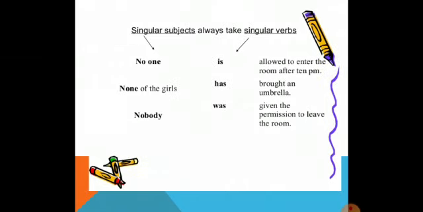Okay. Another one for the singular subject. No one, none, or nobody also always take singular verbs. So when I say no one is allowed to enter the room after 10 p.m., or none of the girls has brought an umbrella, or nobody was given the permission to leave the room. Such indefinite pronouns carry the meaning of negation. Negation means negative. So they take singular verbs.